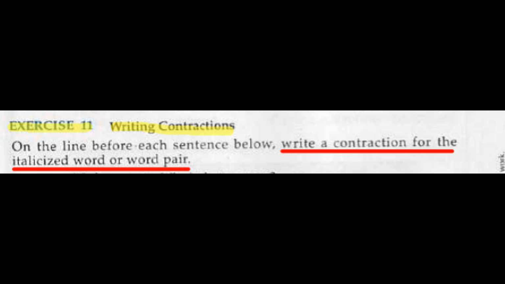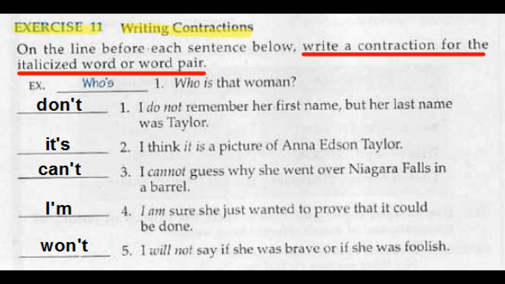Okay, exercise 11, writing contractions. On the line before each sentence below, write a contraction for the italicized word or word pair. So I need you to do numbers 1 through 5. I need you to pause the video right now, write your answers, and when you are ready, turn the video back on and you can check your answers. Okay, now you can see the answers for 1 through 5. I'm sure you got them all correct.